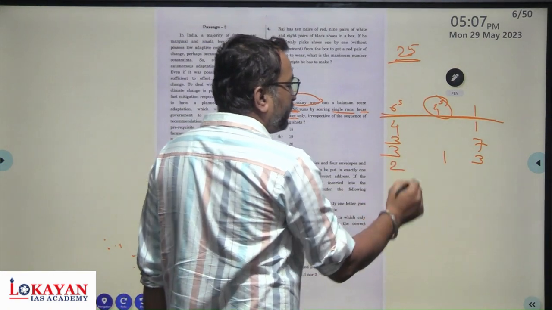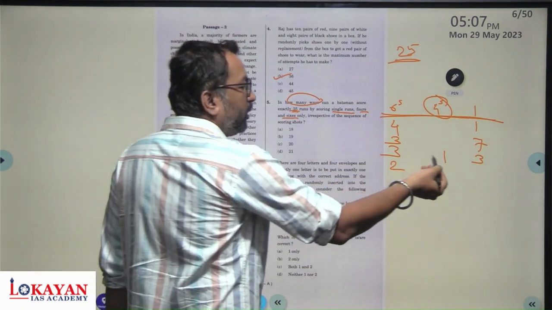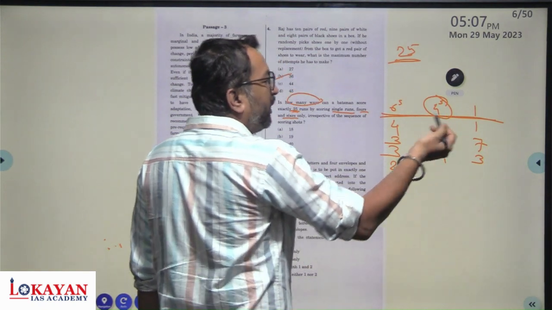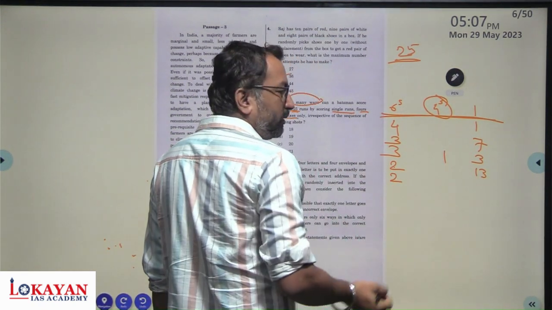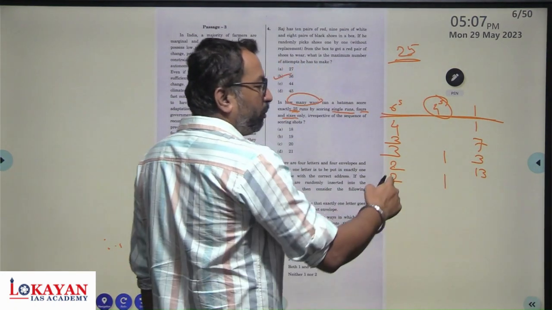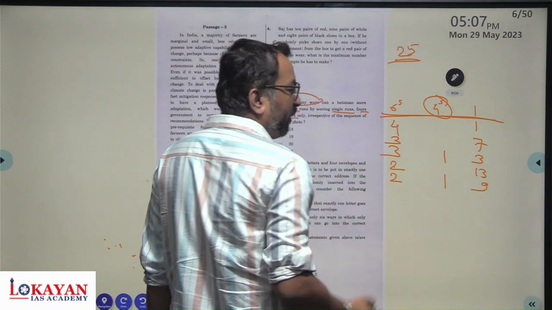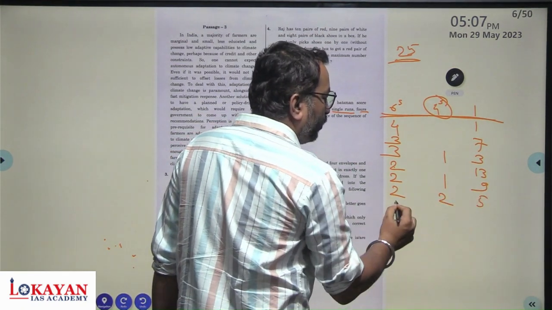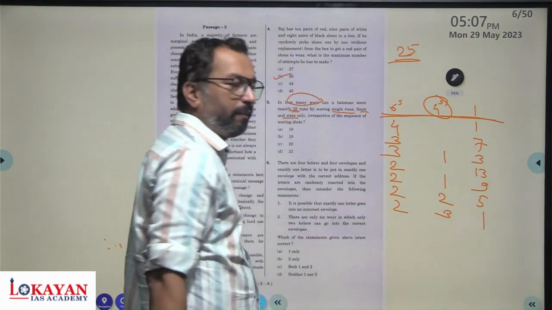When he hits 2 sixes, that will be 12 runs. So remaining are 13 runs, so 13 singles will be there. When he hits 2 sixes, he can hit 1 four. So 12 plus 4 is 16, plus 9 is 25. There will be 9 singles. 2 sixes, 2 fours, 5 singles. 2 sixes, 3 fours, there will be 1 single.